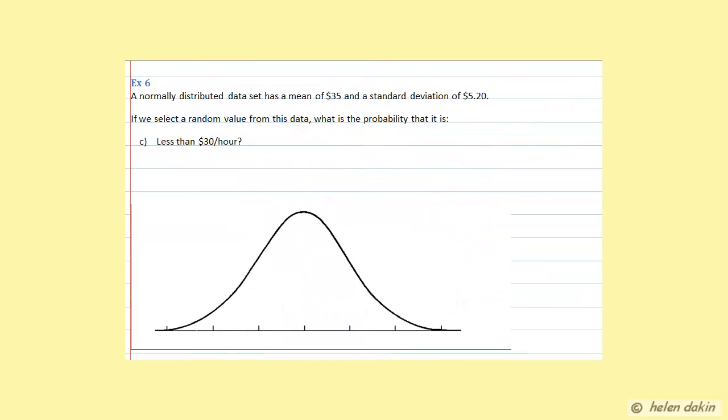Now let's take a look at part C. Again, the mean is equal to $35 per hour, and the standard deviation is $5.20. This time we want to answer the question, if we select a random value from the data, what's the probability that it's less than $30 per hour? In other words, using notation format, what is the probability that x will be less than $30 per hour? That probability will be given by the area under the curve. So where is the $30 per hour? Well, if the mean is at $35 per hour, $30 per hour is going to be approximately here to the left of the mean. So I'm going to calculate the z value.